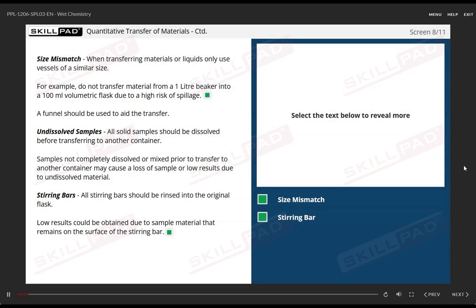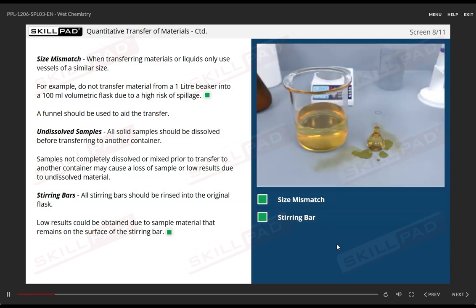Quantitative transfer of materials continued. Size mismatch. When transferring materials or liquids, only use vessels of a similar size. For example, do not transfer material from a 1-liter beaker into a 100 milliliter volumetric flask due to a high risk of spillage. A funnel should be used to aid the transfer.